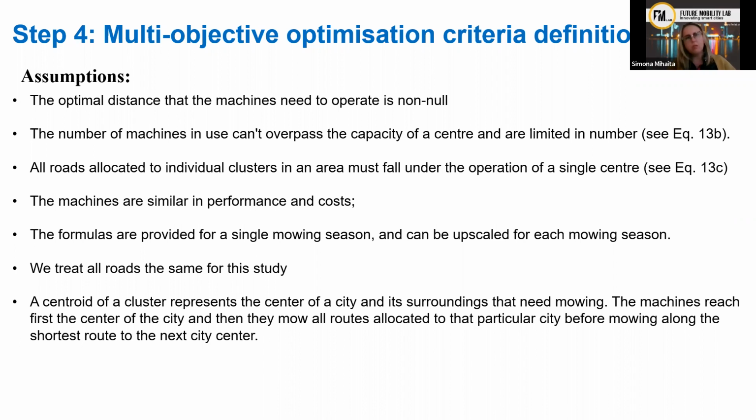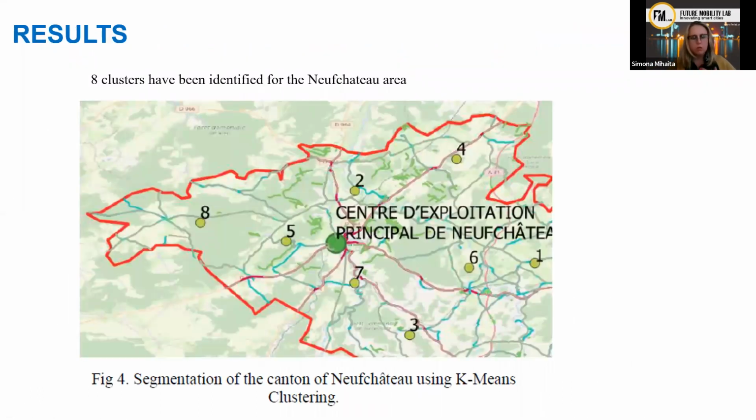Also, we made the assumption that one centroid that you have seen previously is the center of an area that needs to be mowed. So the machines need to go first to that sub-regional town or sub-regional cluster, as we would say, and then do the roads in there before moving on to the next cluster. So with these assumptions, some results. 8 clusters have been identified.